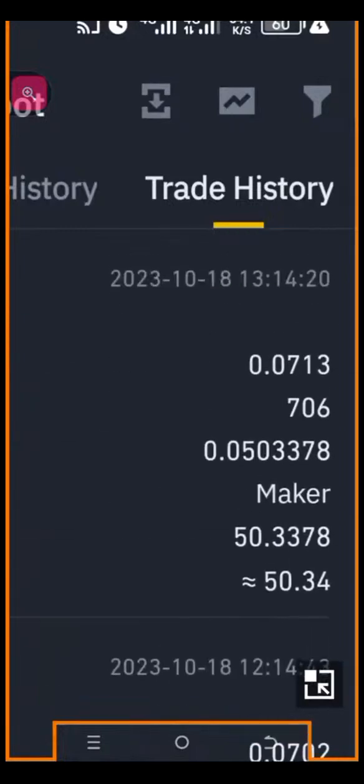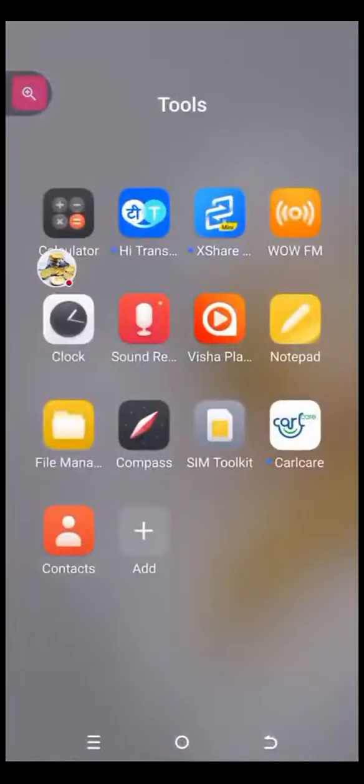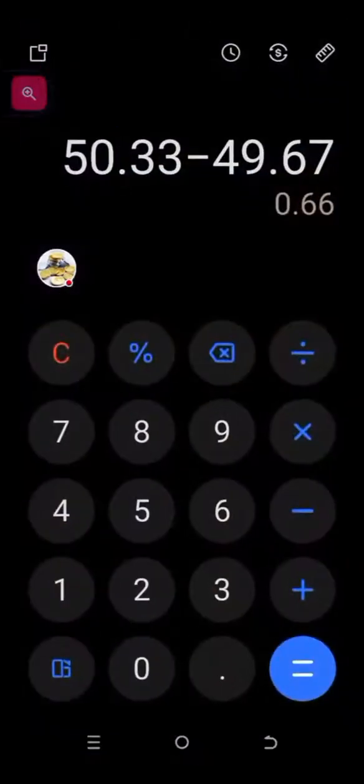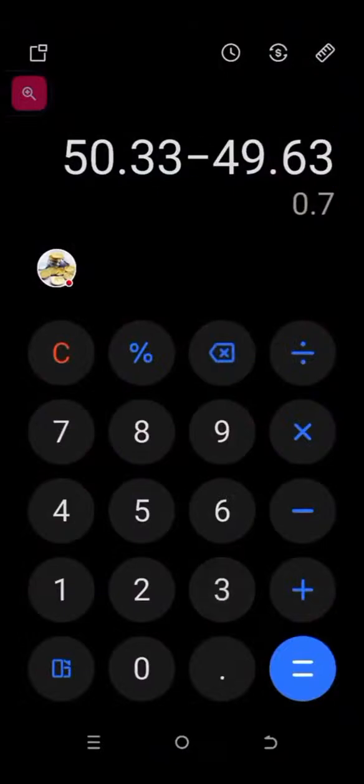So let's see what that gave us. Let me go back and see what that gave us. We actually made 70 cents from this particular trade. That's okay. I could have made more, probably another extra 30 cents or thereabout, but that's fine. That would have made $1 and that would have been 2%.